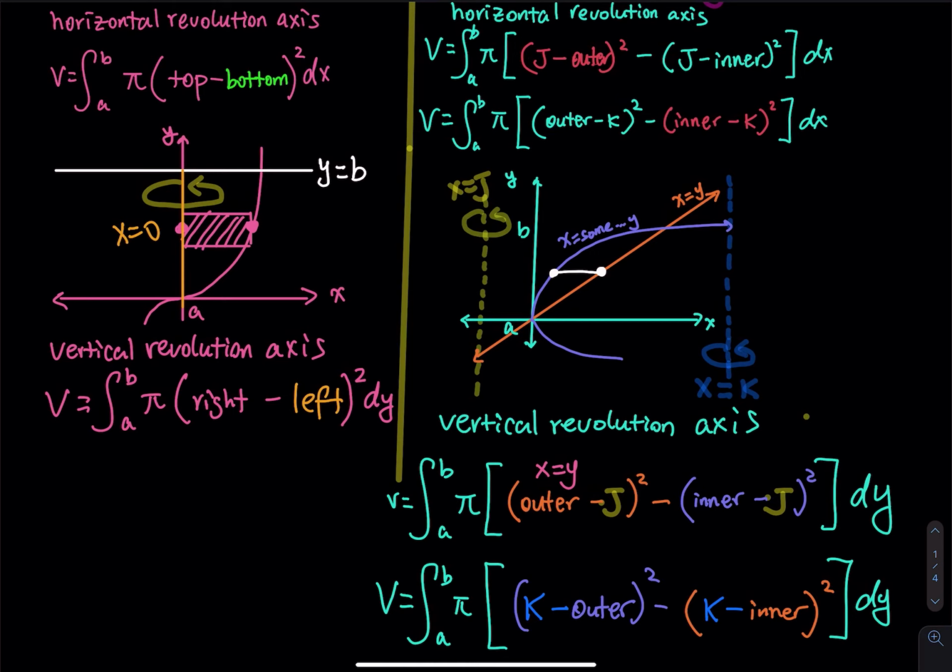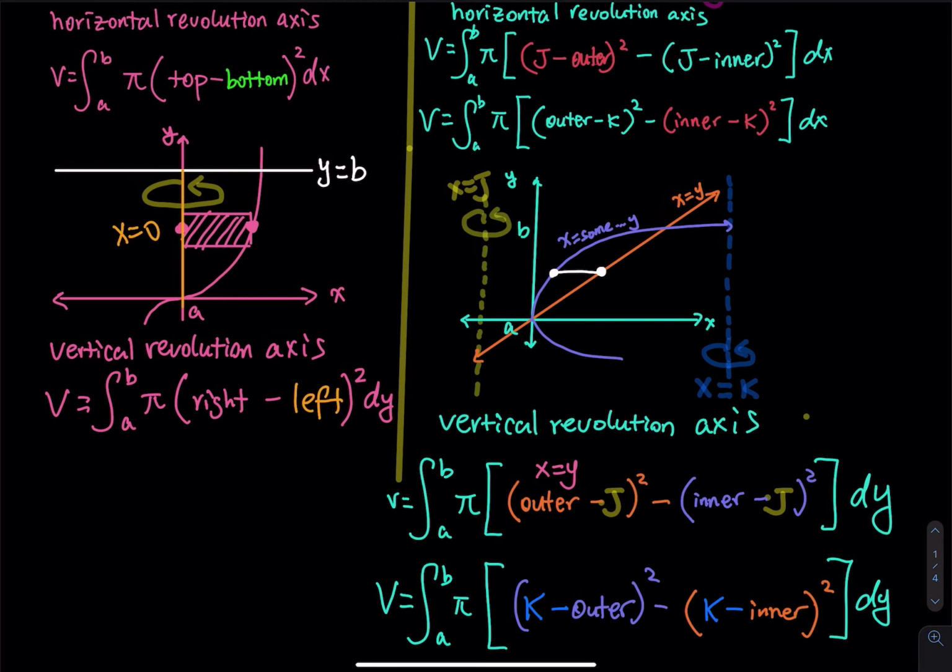dy. So why do we, in the first interval, use outer minus j? What is outer? The outer is the x equals to y. So x equals to y is farther away from j, and then the purple curve is closer to j. So that's why the orange is outer, the purple is inner. So you use right minus left, then you use x equals to y. You don't write the x in the integrand. That will be y minus the value of j.